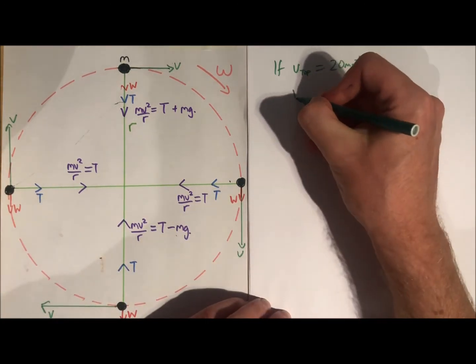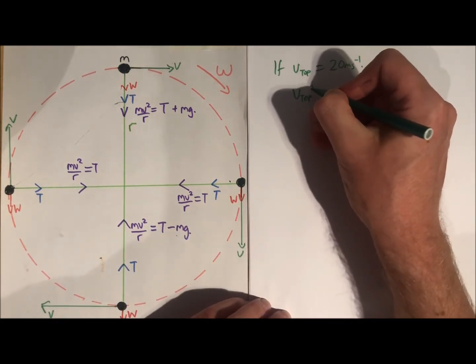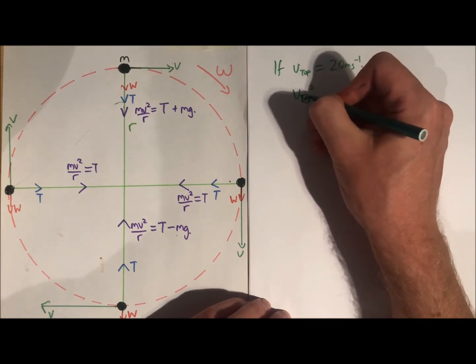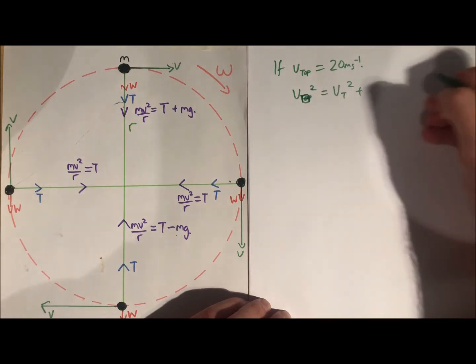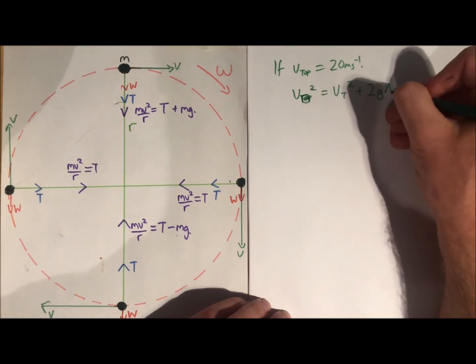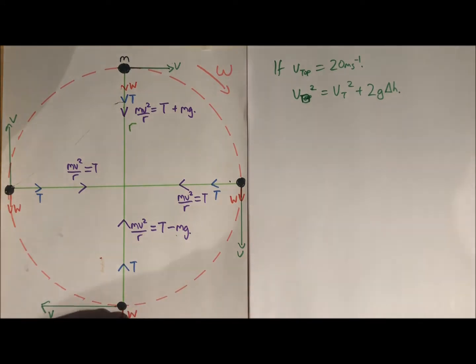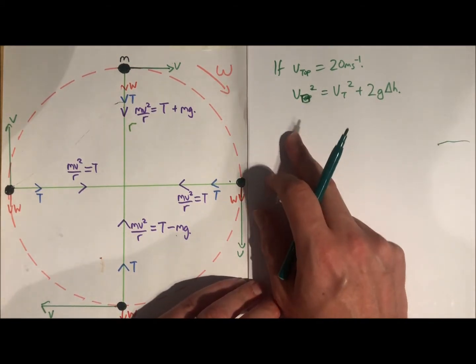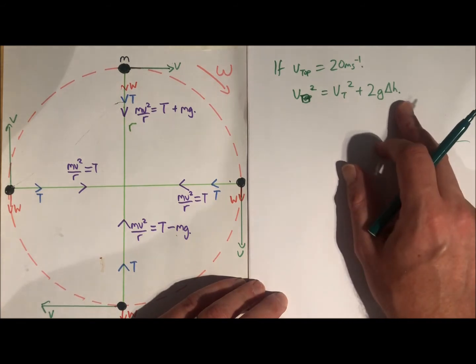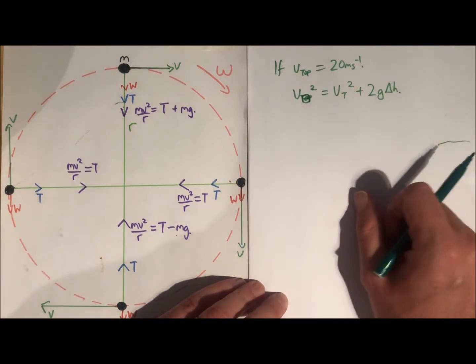Okay, well, we had v at the bottom squared equal to v at the top squared plus 2g delta h. That was an equation that we looked at earlier from conservation of energy. So it's just doing the same thing. Now, it is worth pointing out at this point that it looks very much like a Suvat equation, v squared equals u squared plus 2as. It does have the same format, the same dimensions.